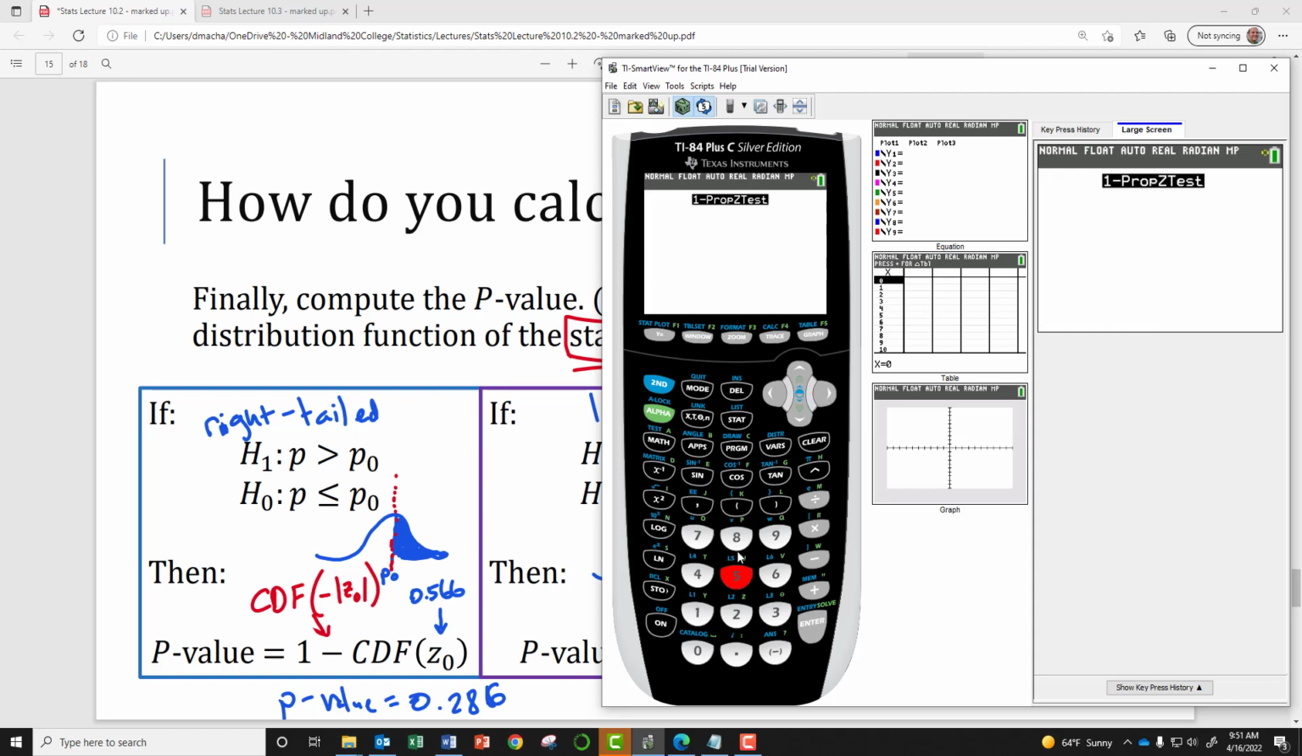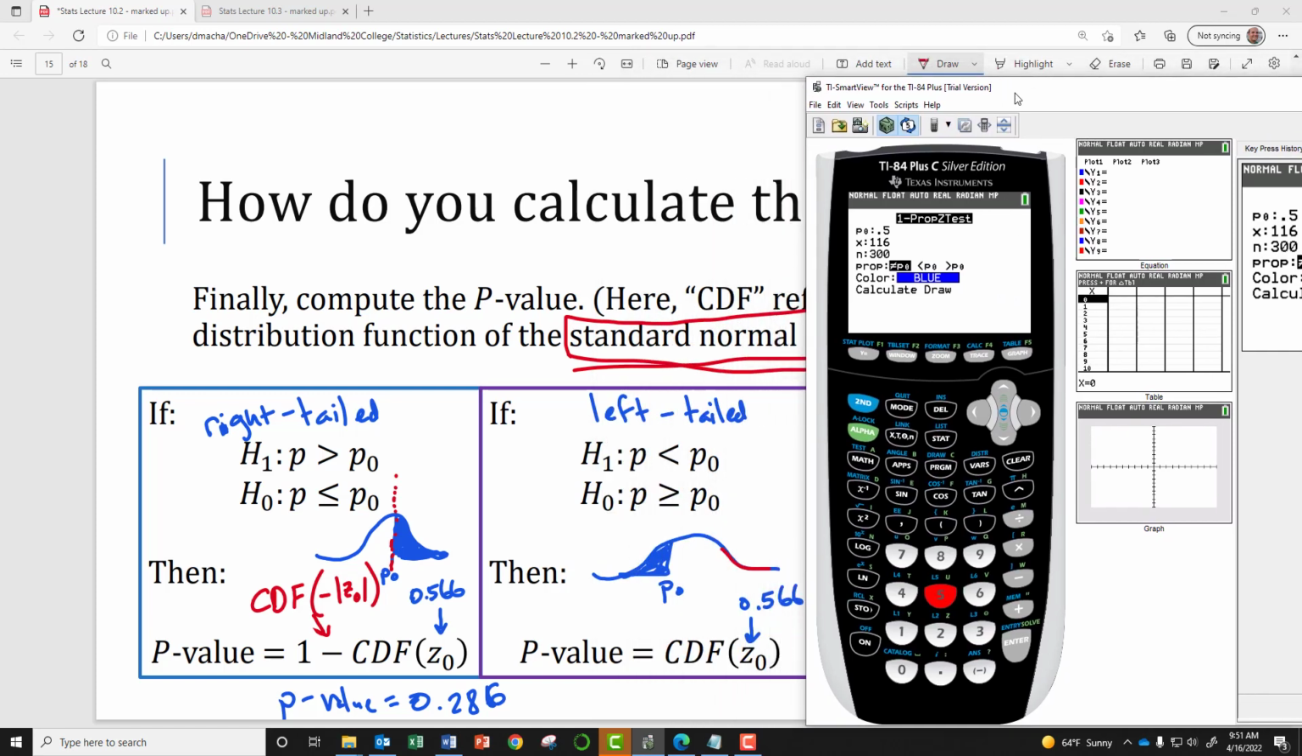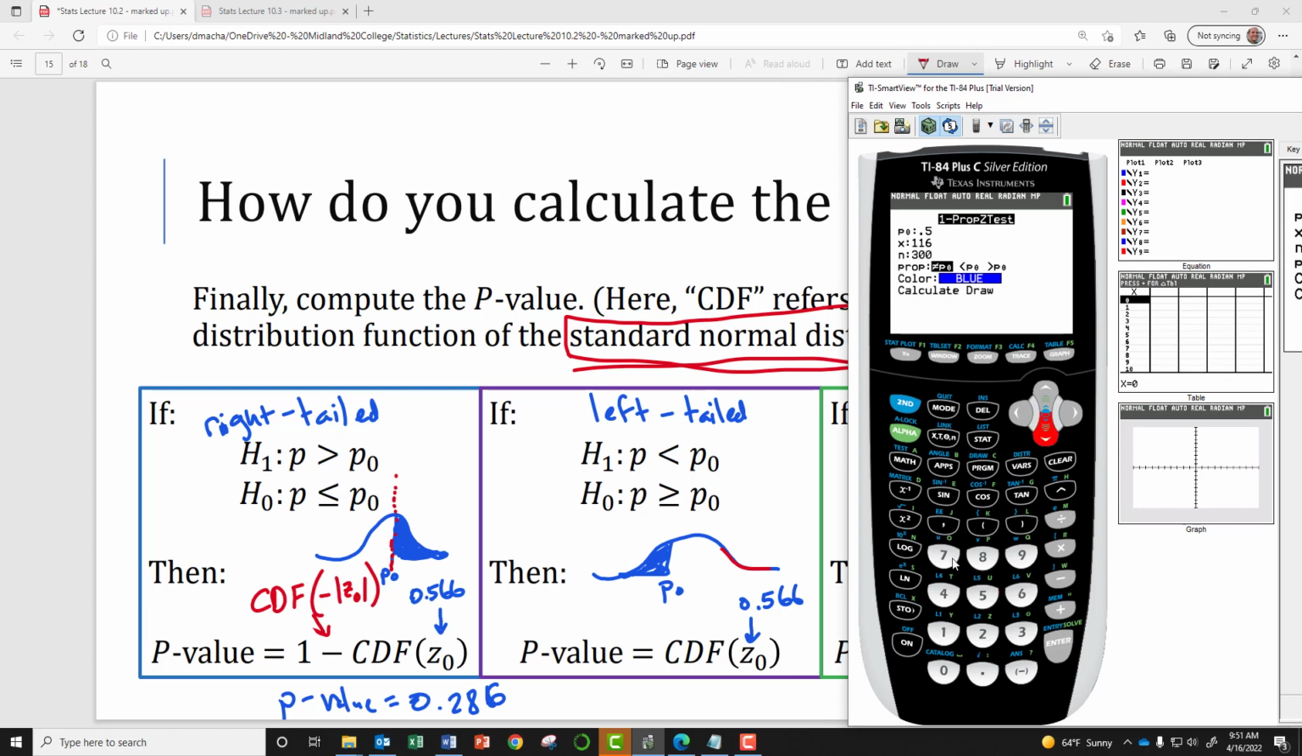So we pick number 5, where it says p0. Remember, that's the cutoff between my null and my alternative hypothesis. X: well, we sampled a group of 50 people, and 27 of them told us that they gave up on their New Year's resolution already. N is the number we sampled. We sampled 50 people.